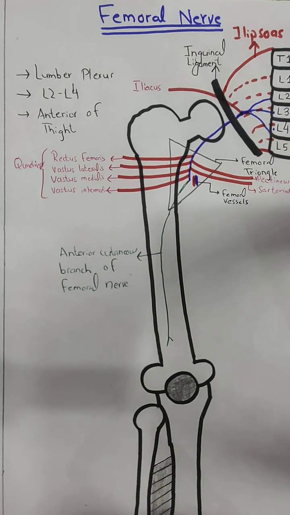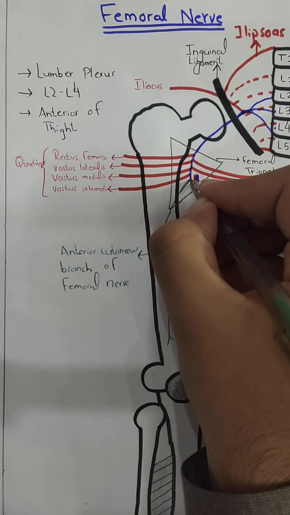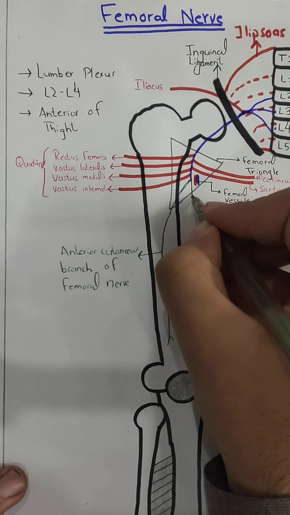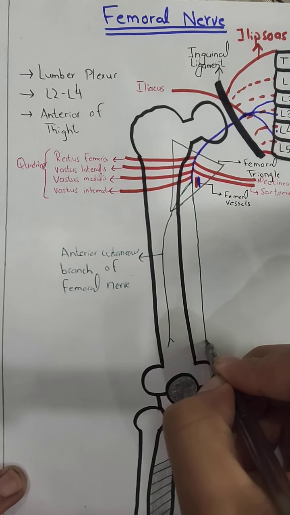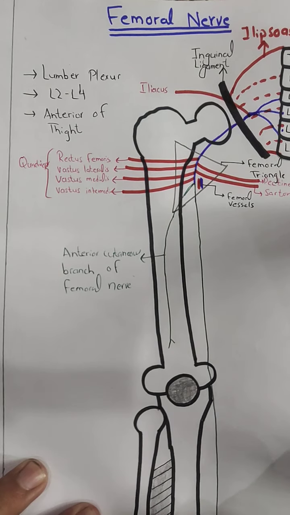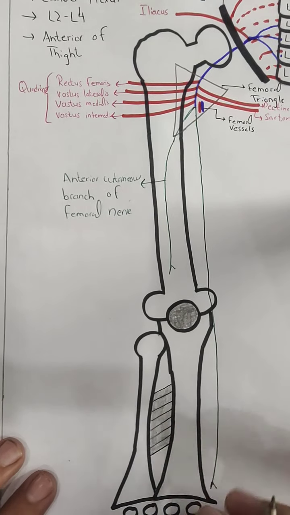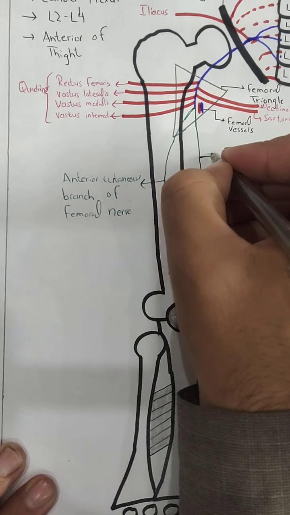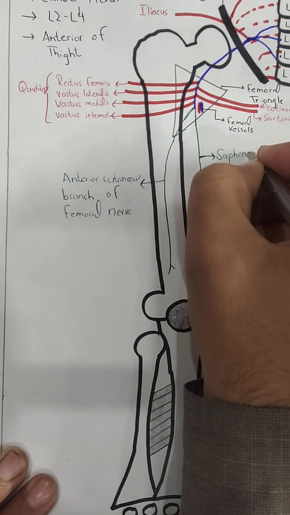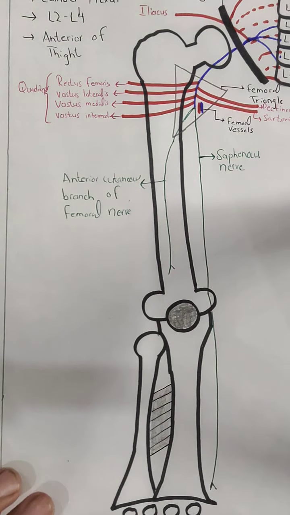And the second cutaneous branch, which is also the terminal branch of the femoral nerve, will also arise in this femoral triangle, but it will move deep. It will become superficial near the knee joint, and then it will continue as the saphenous nerve, and it will supply the anterior medial side of the leg. This was the saphenous nerve. Now we will see some relations of this saphenous nerve during its course.